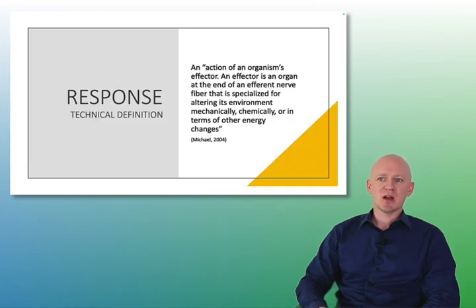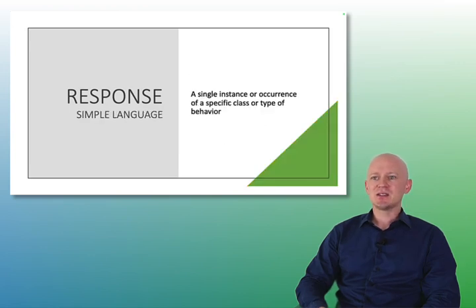Next up, we have response. The technical definition of a response is any action of an organism's effector, an effector as in an organ at the end of a motor nerve fiber that's specialized for altering the environment mechanically, chemically, or in terms of any other energy changes. Again, that's a lot. An easier, simple language description of a response is just a single instance or occurrence of a specific class or type of behavior. For example, opening a door.